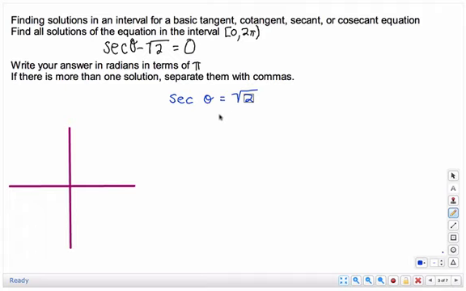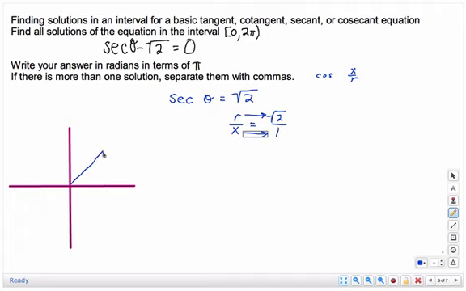Now remember, secant is the reciprocal of cosine, and cosine is x over r, so secant is r over x. So we're going to rewrite this as a fraction, square root of 2 over 1. So r is going to be the square root of 2, and x is going to be 1. Now remember, in this case, r will always be positive. The x and y could be positive or negative, depending on what location they are in. So if x is positive, it is in this direction, so we're going to draw triangles in quadrant 1 and quadrant 4.